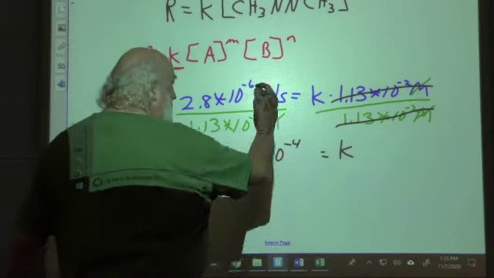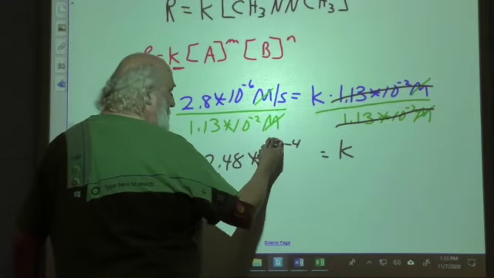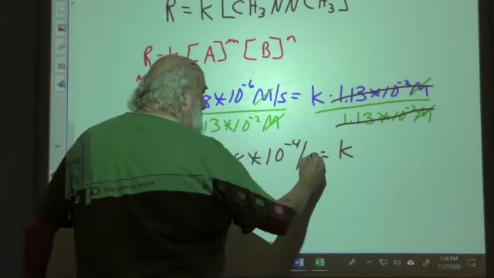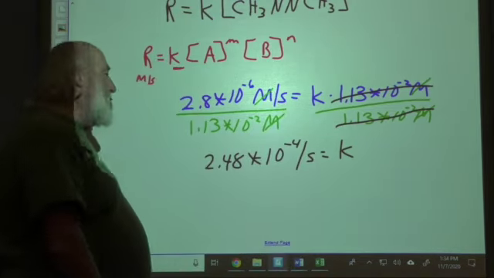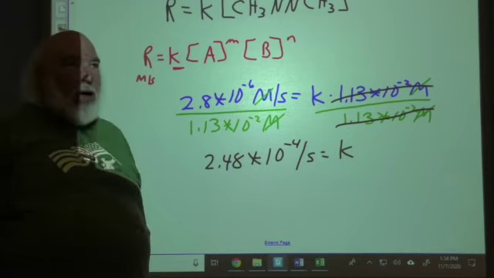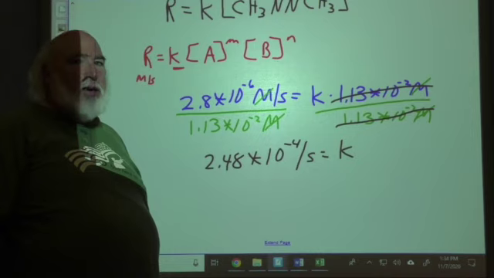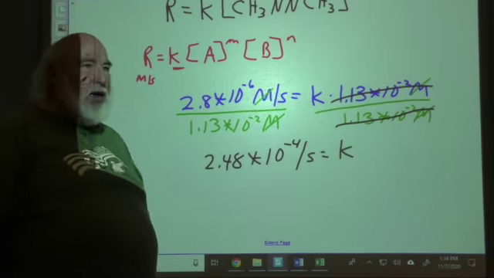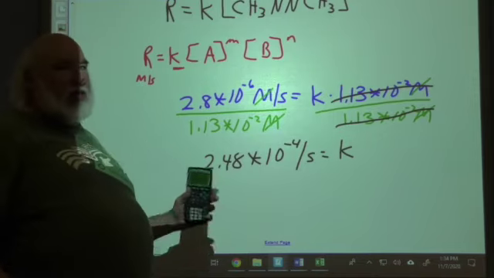Now, you notice here that we have the moles per liter cancel out, and that leaves us seconds in the denominator. So a lot of times you see it written like that, 2.48 times 10 to the negative 4 per second equals K. And you may go, what the heck does that mean? And I'm going to tell you, it means it's a constant. It's not supposed to mean anything. It's just binding the two sides together.